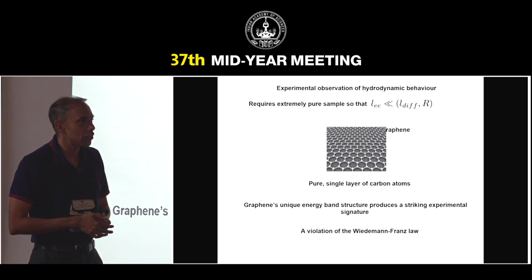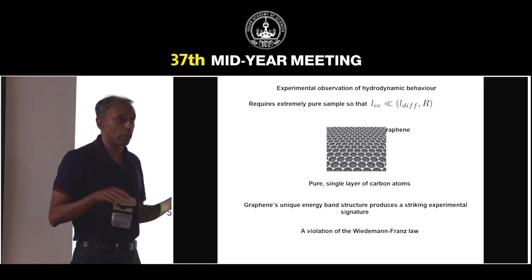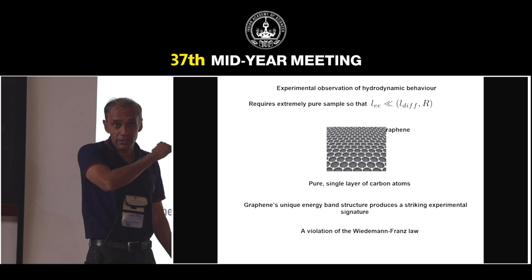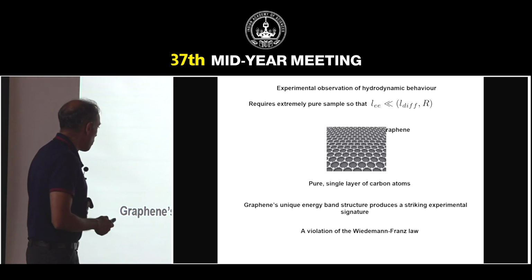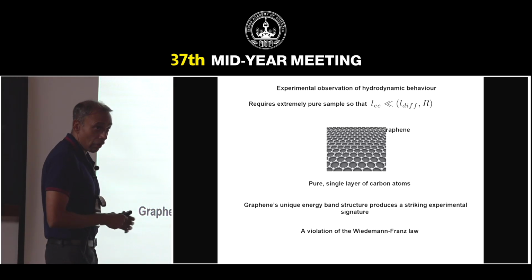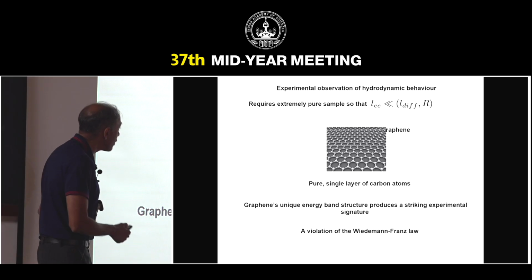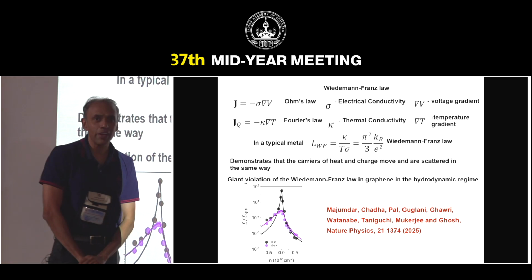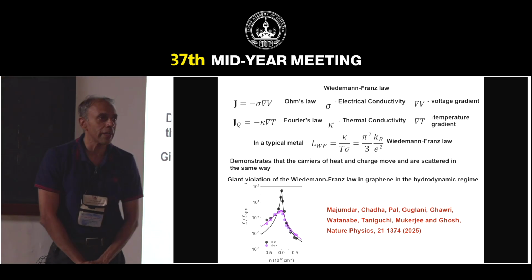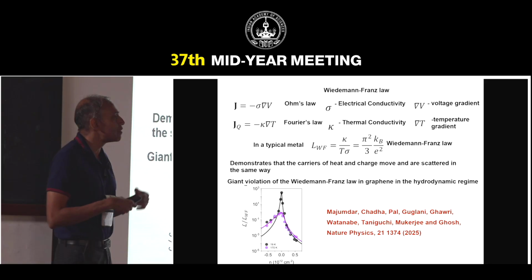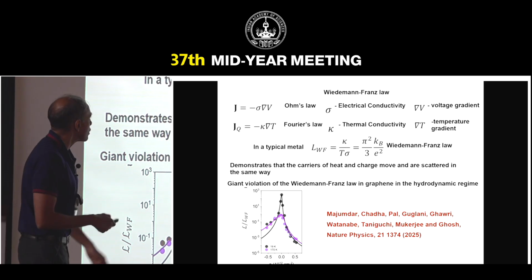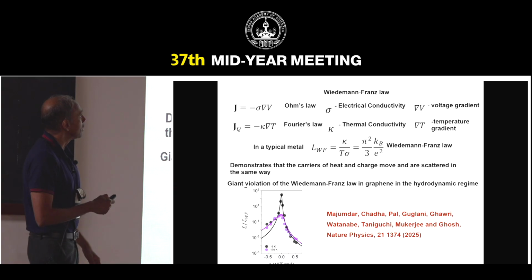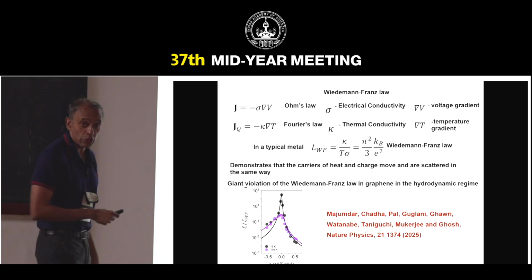And it turns out that you can, in principle, even image the flow and see this velocity gradient that I showed you in one of my earlier slides. But a much more striking feature of this hydrodynamic flow in graphene is a violation of something called the Wiedemann-Franz law. So the Wiedemann-Franz law is a very important law when it comes to the transport of electrons in conventional metals. And what it is basically a relationship between the electrical conductivity, which features in Ohm's law, and the thermal conductivity, which features in heat transport in what's called Fourier's law.